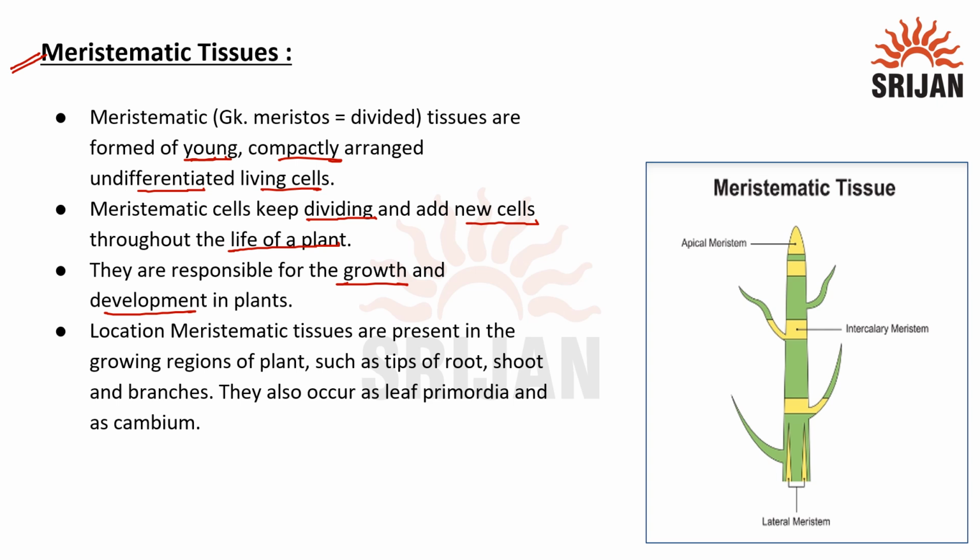Now, when we talk about the location of this meristematic tissue, you can see that it is present in the growing region of the plant, like this apex, the top portion. From here the plant is growing, so here you will find meristematic tissue, and in all that yellow highlighted part which you can see, the meristematic tissues will be responsible for growth in this particular region. So the location of meristematic tissue is the tips of roots, tips of shoots, and branches. They are also seen in leaf primordia and in the cambium.